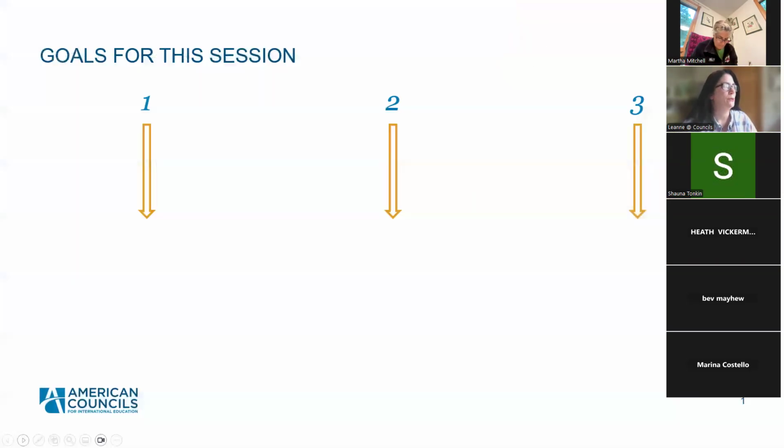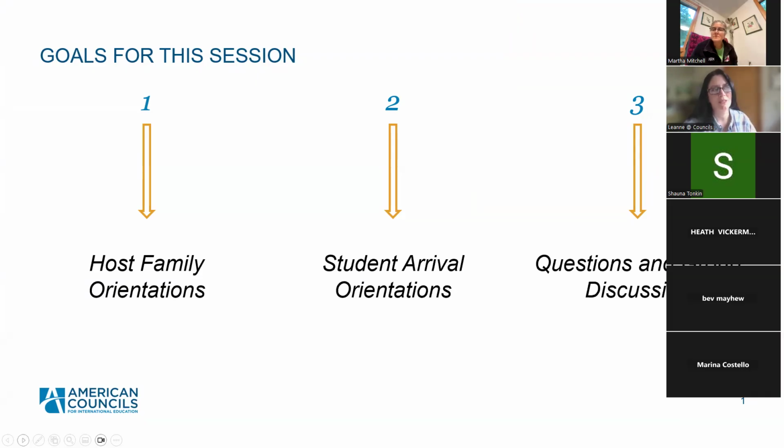There we go. So goals for this session: host family orientations, student arrival orientations, and questions and group discussion. That's what we're going to do.